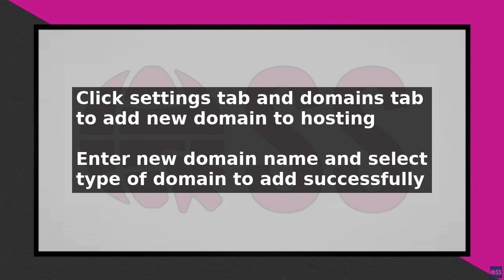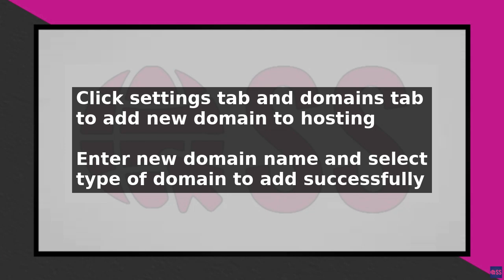Select the type of record you want to add, either an A record or a CNAME record, and enter the required information. For an A record, you will need to enter the IP address of your GoDaddy hosting, which can be found in the Hosting Manager under the Settings tab. For a CNAME record, you will need to enter the host name of your GoDaddy hosting, which can also be found in the Hosting Manager under the Settings tab.